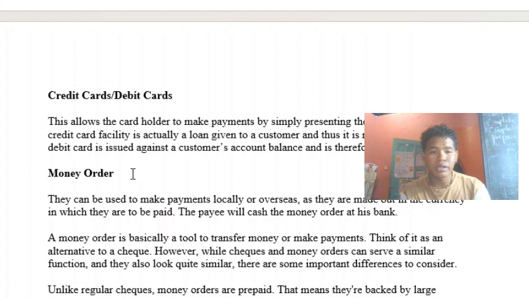A debit card is issued against the customer's account balance, and it is therefore not a loan. So if you have $1 million in your bank and you want to make it into a debit card, that's your money. You're spending your money, and you essentially don't have to pay back any interest.